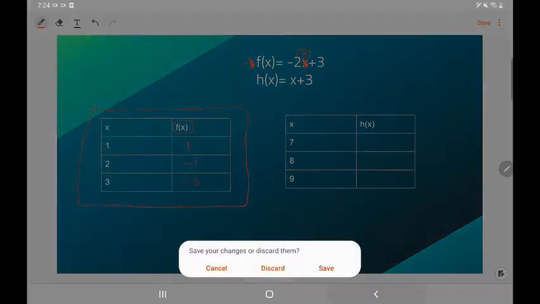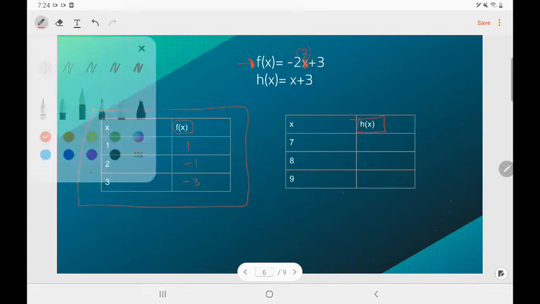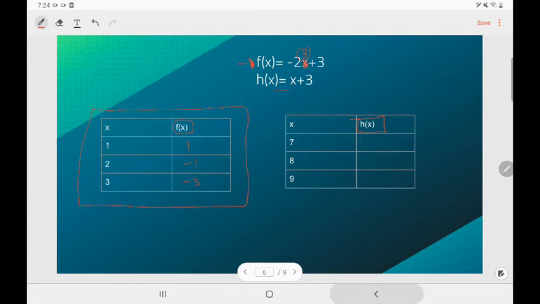Now if I look at this other table, I can see that the top of the column says h of x. So this time, I'm going to use my h function. I'm going to input a 7. 7 plus 3 is 10. The next one I'm going to input an 8. 8 plus 3 is 11. And the last row, I'm going to input a 9. 9 plus 3 is 12.